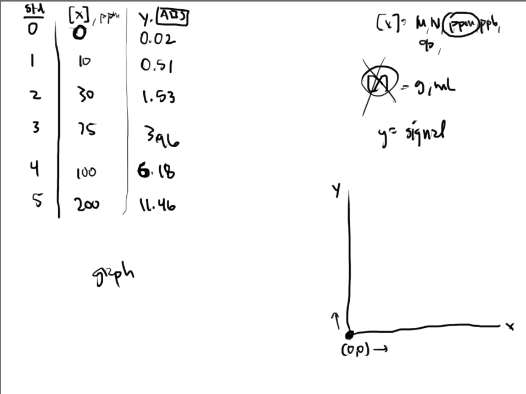So here are the concentrations. When I ran the blank, I got a 0.02 absorbance. I ran my 10 part per million and got a 0.51. I ran a 30 part per million, got a 1.53. I ran my 75 and got a 3.96. I ran the 100 and got a 6.18. I ran the 200 and got 11.46. So these are just the raw numbers that came from the instrument, right?